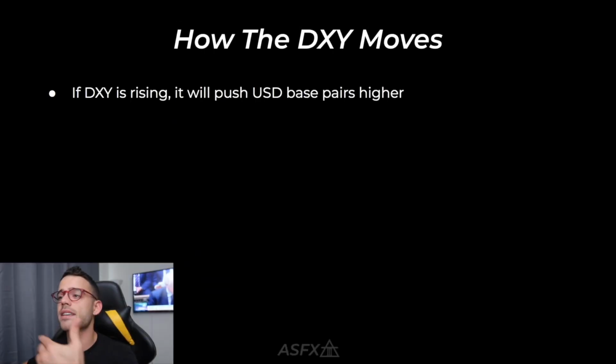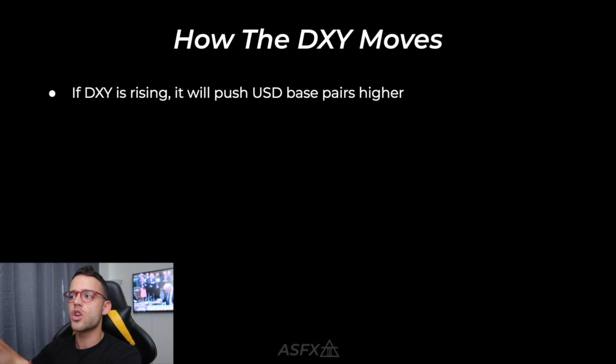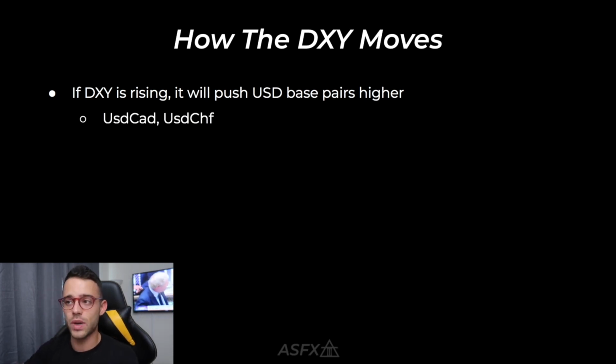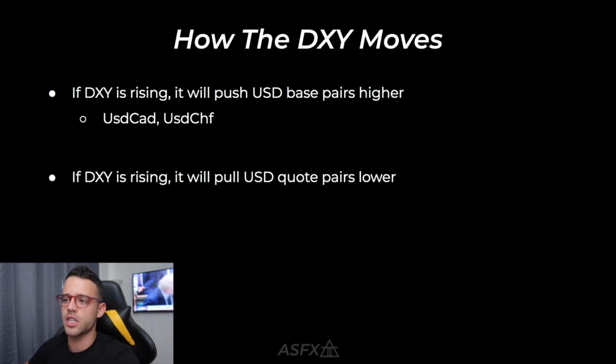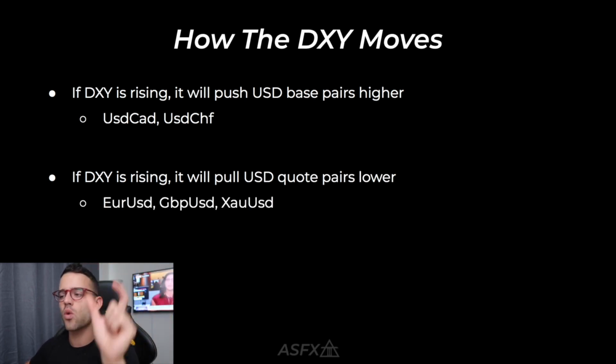So now, taking that a step further about the movement, we've talked about the dollar index related to euro pairs. You should also understand that if the dollar index is rising, it's going to push USD base pairs higher. That would be USD CAD, USD CHF, pairs where USD, the US dollar, is the first currency of the pair. So you can flip that and think that if DXY is rising, it's also going to pull USD quote pairs lower. So it'll push USD base pairs higher and USD quote pairs lower.